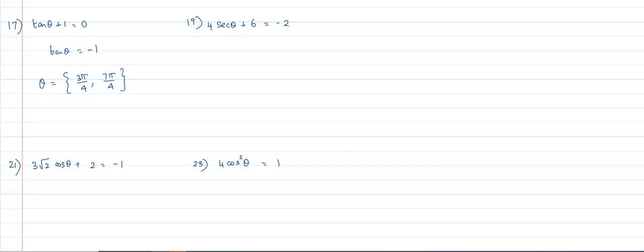Next one, do the same thing. Subtract the 6, divide by 4. So when secant is -2, that is the same as saying cosine is -1/2. Okay? So where is cosine negative? In the second and third quadrants. So in the second quadrant, the angle is 2 pi over 3, and in the third quadrant, it is 4 pi over 3.